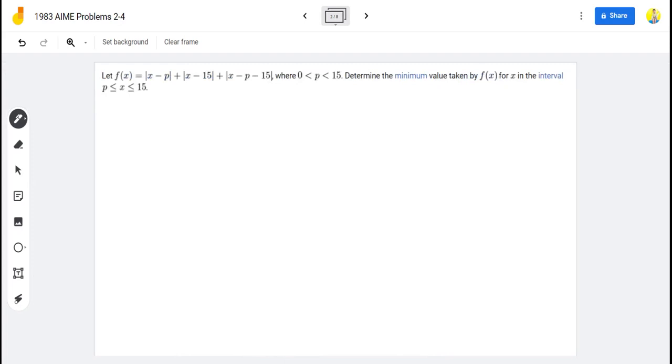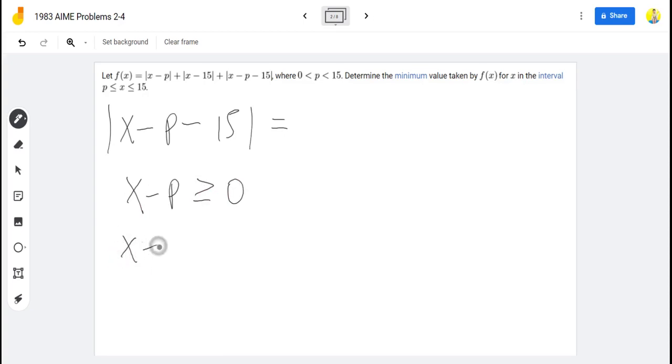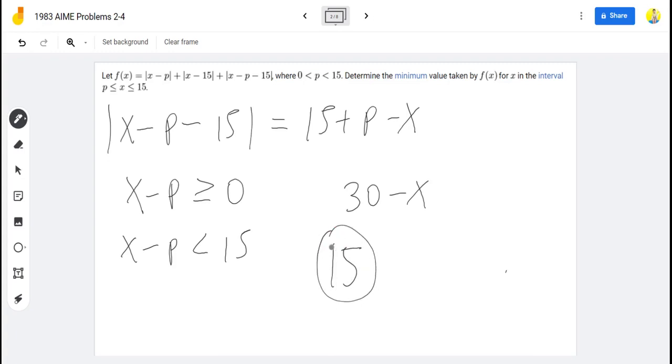Well, how do you simplify the absolute value of x minus p minus 15? Well, we can simplify this by seeing that first, x minus p is greater than or equal to 0. But x minus p is less than 15. Meaning that this is just the negative of x minus p minus 15, which is just 15 plus p minus x. Summing the three of them, we get 30 minus x. Meaning that the minimum value of 30 minus x is just the maximum value of x, which is just 30 minus 15, which is 15.